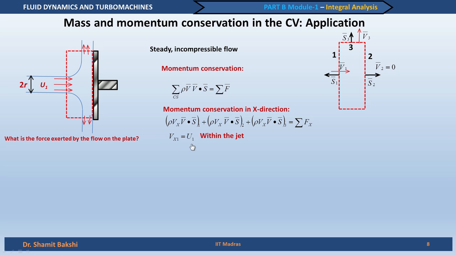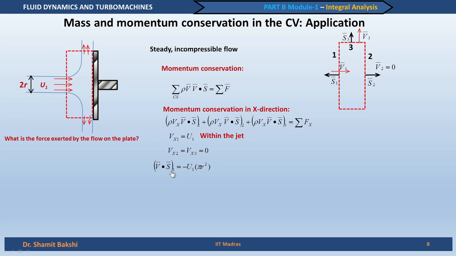So, in that region it is u 1. V x 2 and V x 3, that means the x component of velocity in the second control surface, this one is 0, and the x component of velocity in the third control surface is also 0. Okay, that is how the problem is given here. So, now for this V dot s, if V x 2 and V x 3 are 0, then these 2 particular terms will become 0. So, we are only left with the first term. We know V x 1, which is u 1 within the jet, and we can find out what is V bar dot s for the control surface 1.